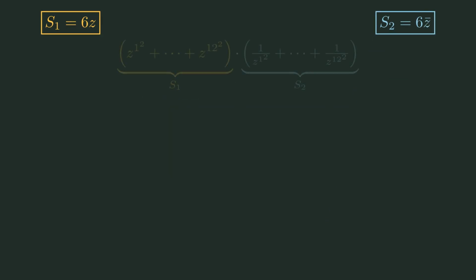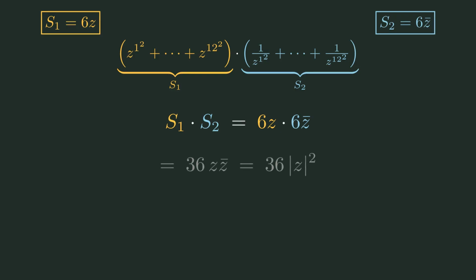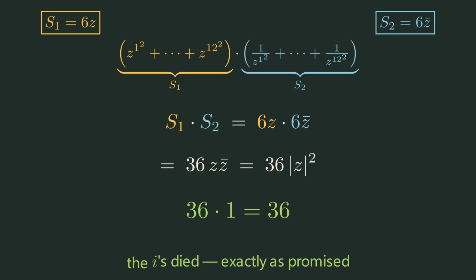Look back at what the problem actually asked for. The first big sum times the second big sum. That is exactly S1 times S2. 6z times 6 z bar. 36 times z z bar. And z times its own conjugate is the magnitude squared. So this is 36 times 1, which equals 36. The i's are gone, exactly as the answer choices promised. 24 scary powers of z. One clean, real number. Quick replay, 10 seconds.